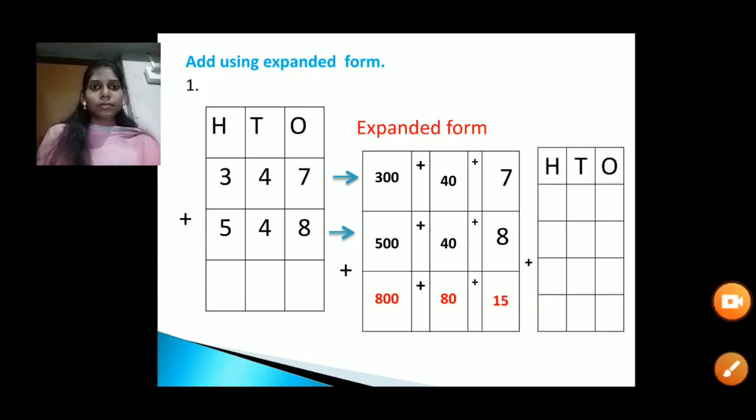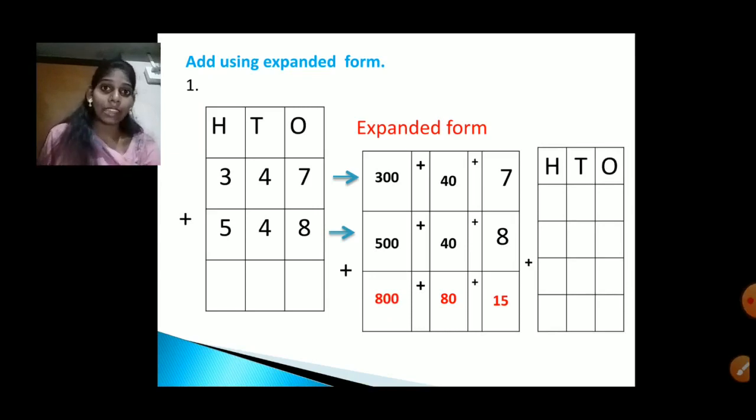Okay? Now we will arrange these answers, 800, 80 and 15, at the correct place. Okay? And then we will solve the answer. So first we will arrange 800. For 800, 0 we will write under the ones place, 0 we will write under the tens place, and 8 we will write under the hundreds place. That is 800. Now read the number 800.